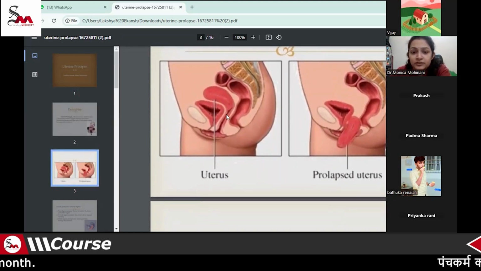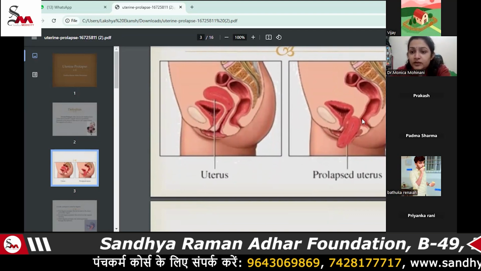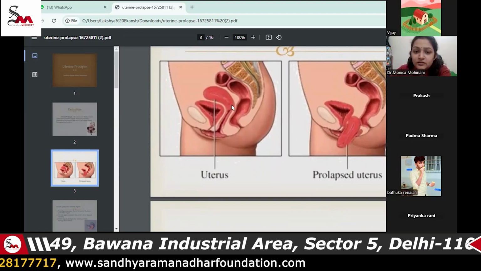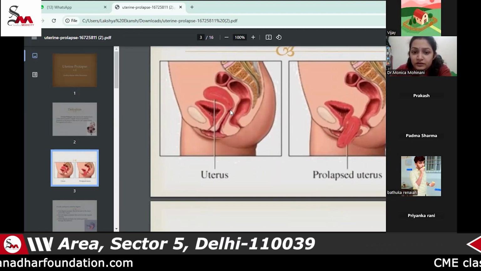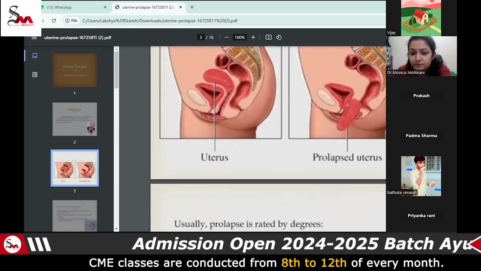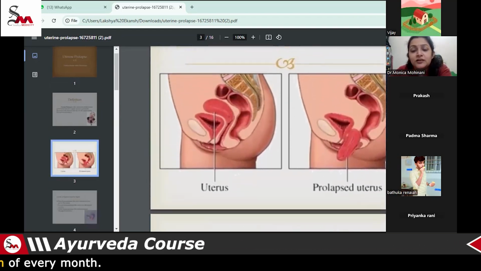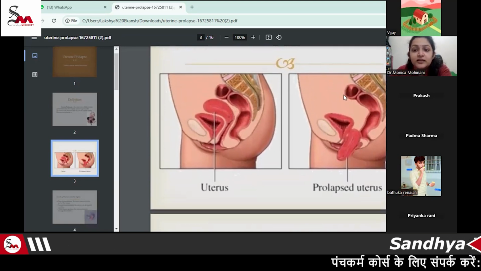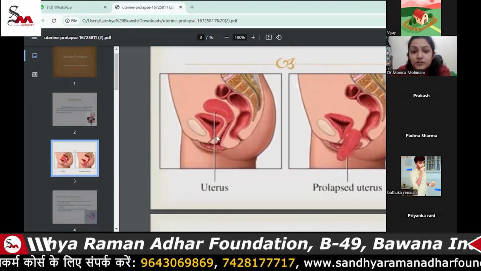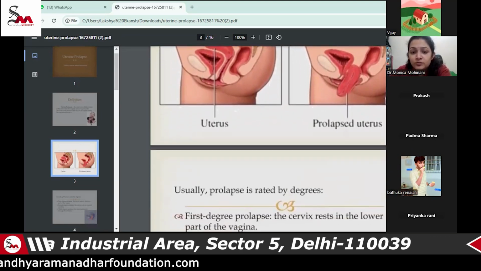Here the uterus is placed, with the urinary bladder and rectum, and this is the normal position of the uterus, with normal anteversion and anteflexion. Here it descends down out of the cavity. It is a kind of herniation, but in other herniations the organ remains inside the body only. Here there is an open space, so it comes out through this open space and is visible. So it is called prolapse.